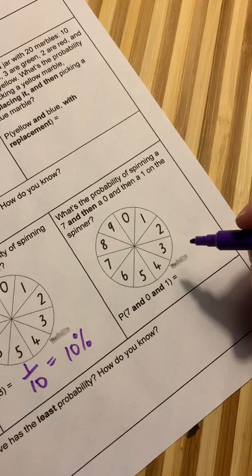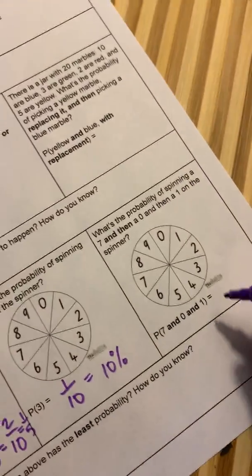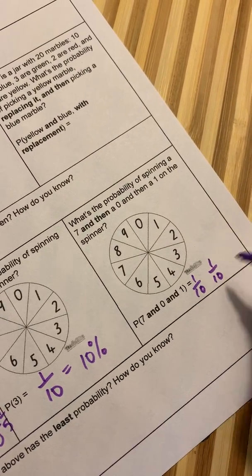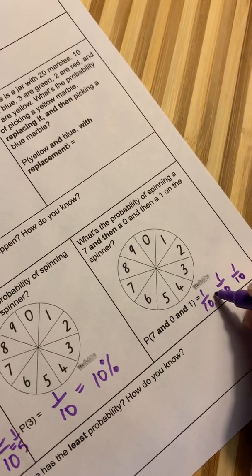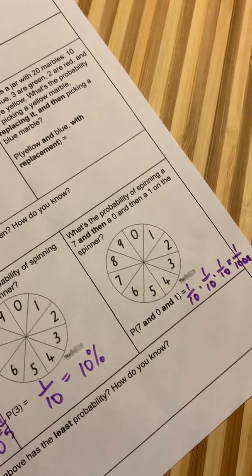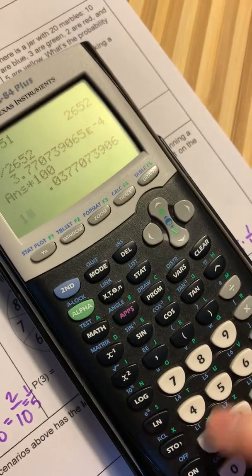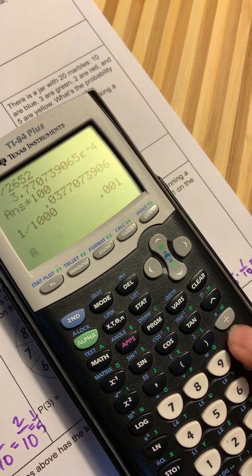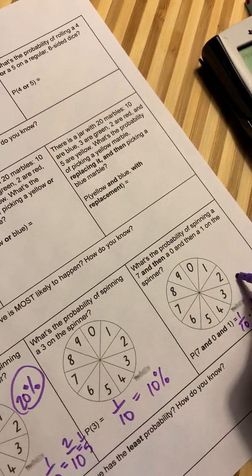And finally, it asks me, what's the probability of spinning a 7, and then a 0, and then a 1? All right, so my chance of getting a 7 is 1 out of 10. My chance of getting a 0, 1 out of 10. My chance of getting a 1, 1 out of 10, because each of those numbers is on there once. And means multiply, so I end up with 1 over 1,000. If I want to express that as a percent, remember it would be 1 divided by 1,000. Moving it over 2 spaces, I get 0.1%.